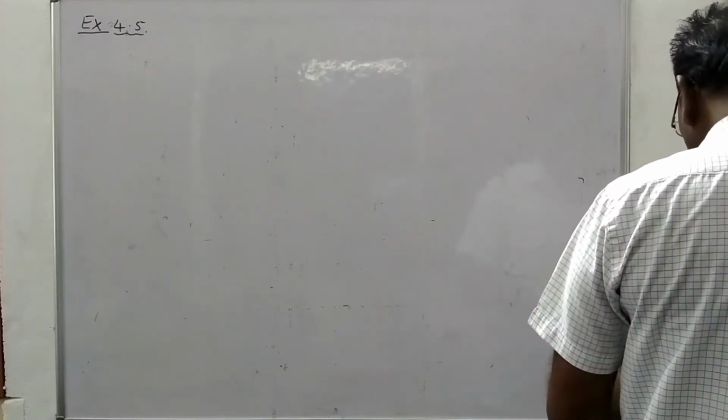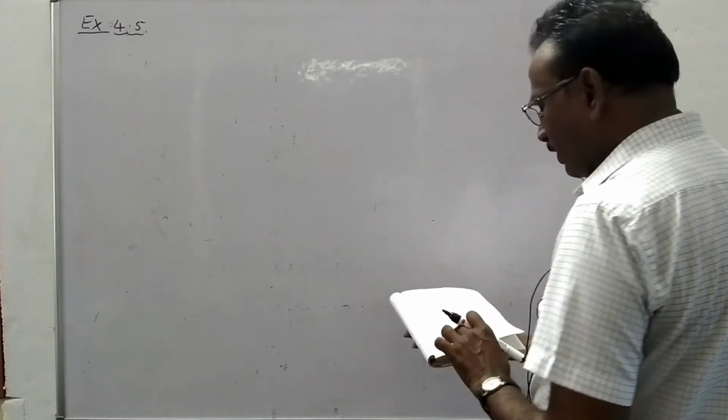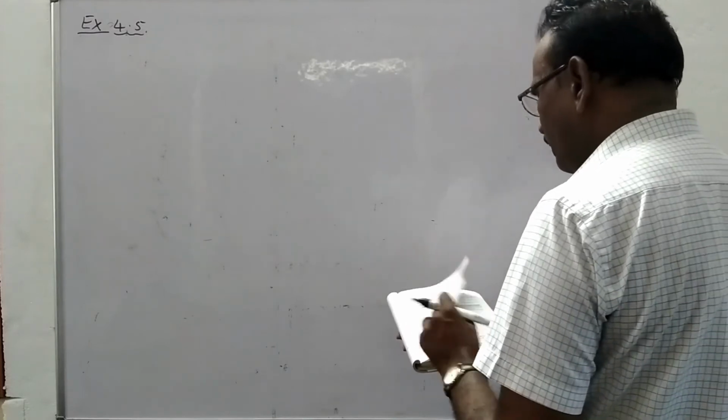Next, questions number 3 and 4. For verifying A into adjoint A, you find the adjoint of A first, multiply with A: adjoint of A into A equals determinant of A into I, so verify that.